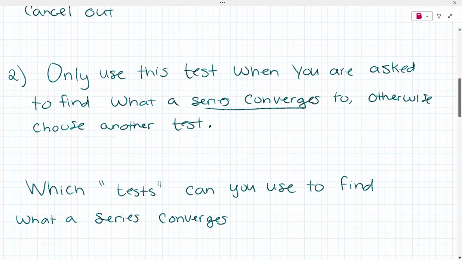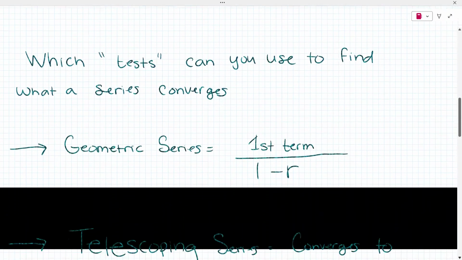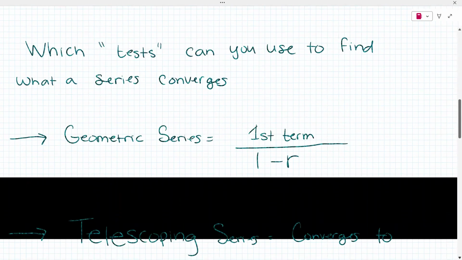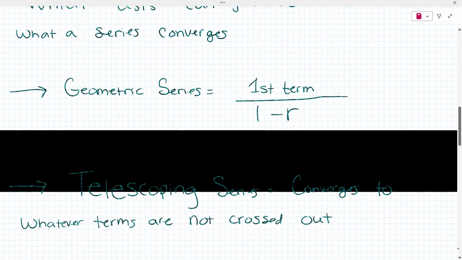Which tests can you use to find what a series converges to? You have learned that for a geometric series, the sum is the first term over 1 minus the ratio. And then you have the telescoping series. Basically these tests determine what a series converges to. So you have the geometric series and the telescoping series. Basically, telescoping is whatever hasn't been crossed out.